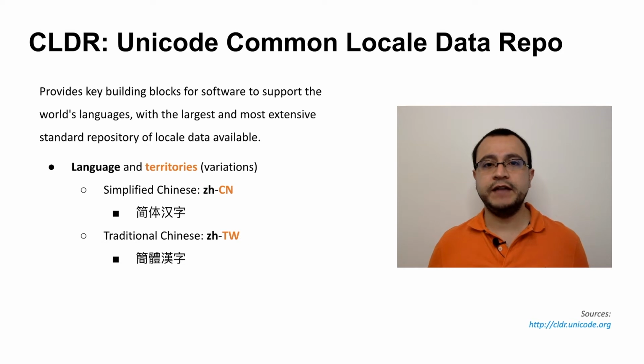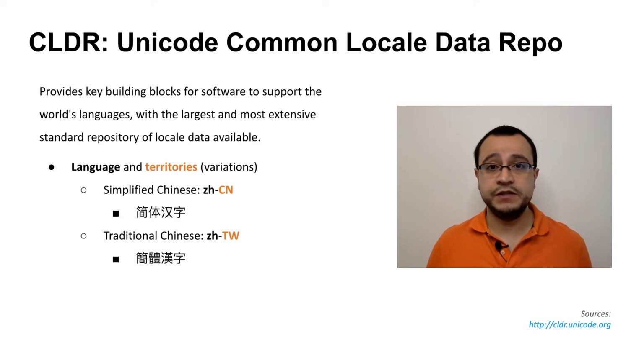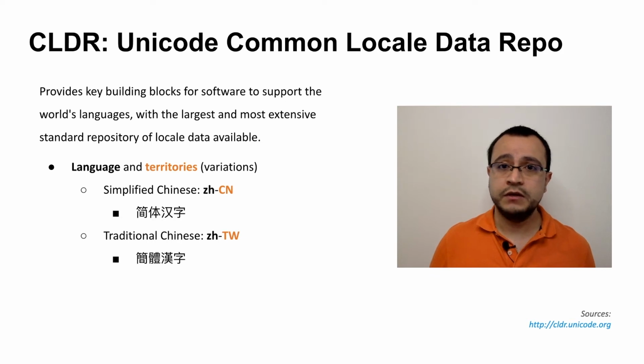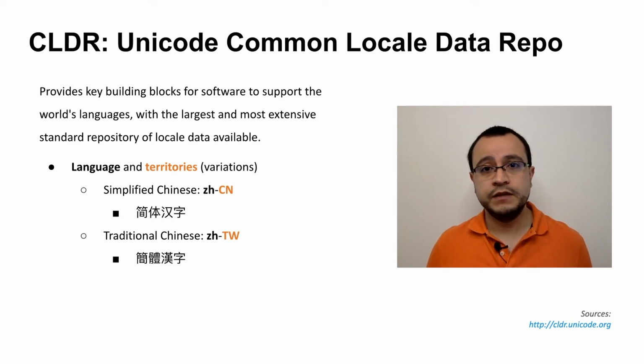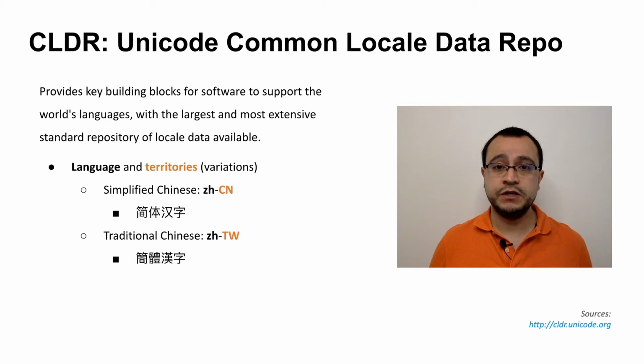Well, we can find languages and territories. For instance, to define a language, we can use a 4-letter code. In the first case, for simplified Chinese, the ZH stands for the Chinese language, whereas the CN stands for mainland China. In the case of the traditional Chinese language, the prefix remains the same, ZH standing for the Chinese language, but then we have TW standing for Taiwan.